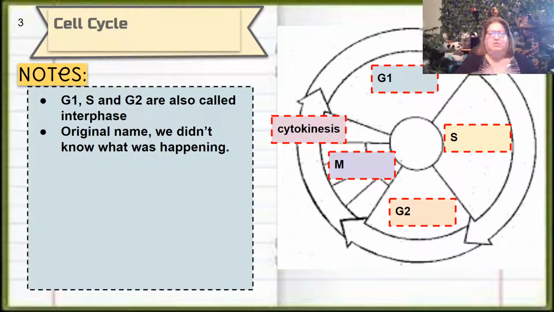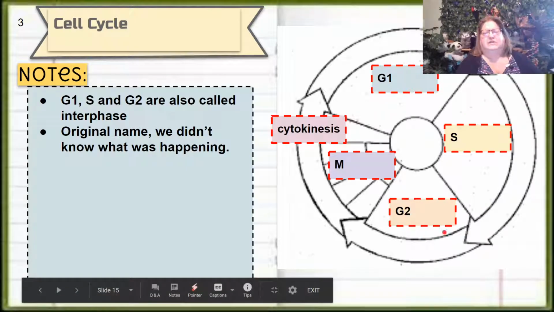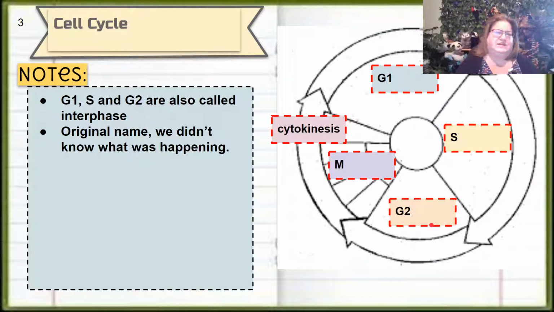Now, G1, S, and G2 are also called interphase. Interphase would go through the whole three of these. And interphase was the original name back in like the 1850s, 1930s. We didn't know all of these things were going on. We just knew that the cell wasn't dividing. And so we call it interphase.